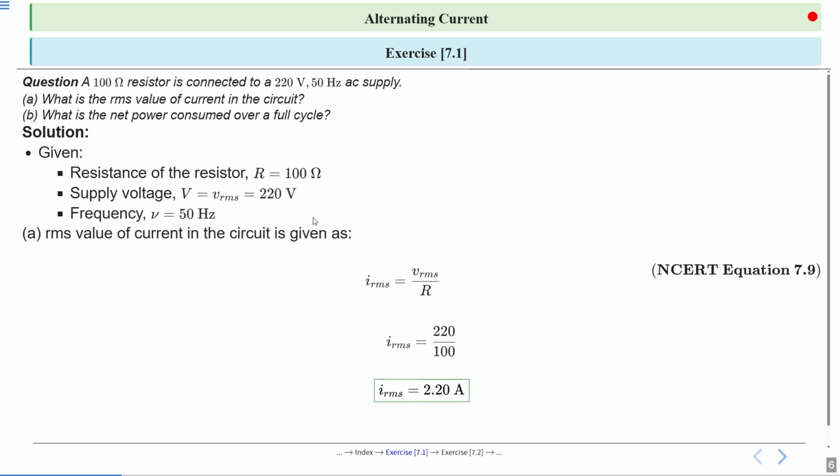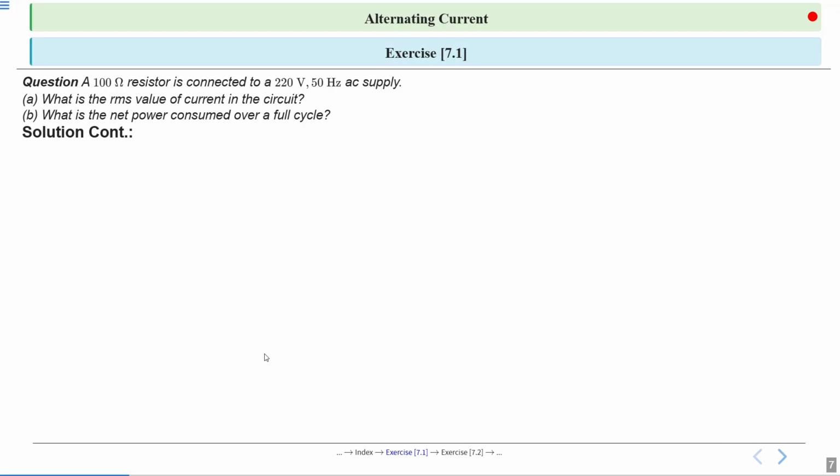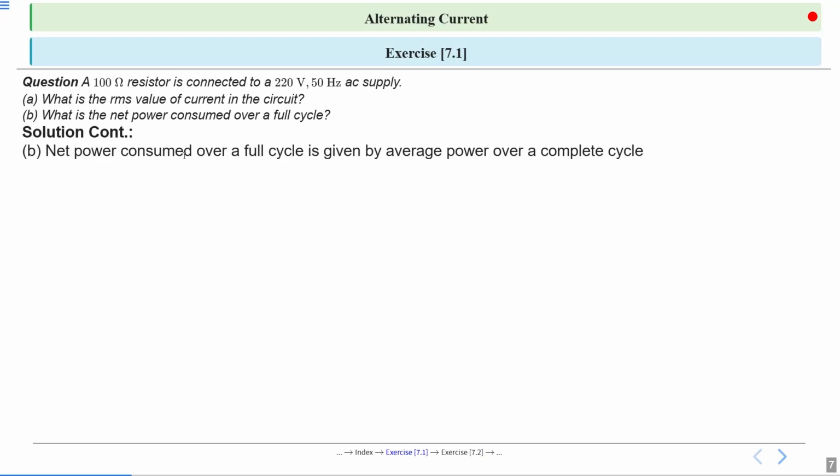Now the B part: what is the net power consumed over a full cycle? Hence the RMS value of current is 2.20 ampere. The net power consumed over a full cycle is given by the average power over a complete cycle. For a purely resistive circuit, average power is given by V RMS, I RMS, cos phi. For a purely resistive circuit, it is only V RMS into I RMS.